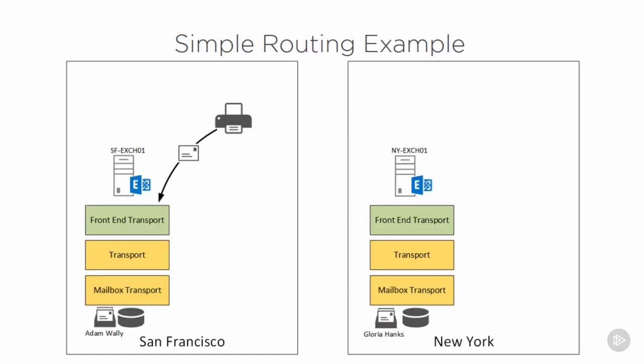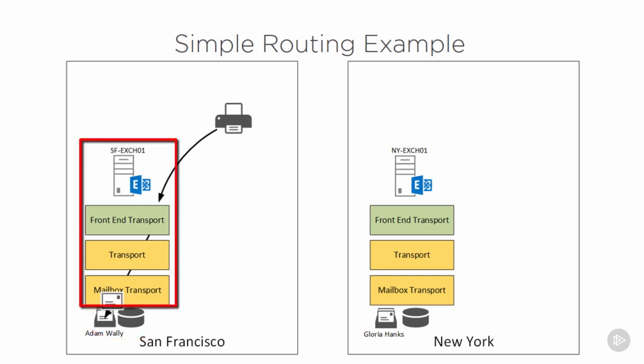Here's a simple example of routing. Let's say that a scan to email device on the network sends an email message. It's received by the front-end transport service first. Front-end transport has to make a decision quickly about where to route that connection based on the recipient of the message. If it's a single recipient in the same site, front-end transport will route the connection to the transport service, which will route it to the mailbox transport service, which connects to the database to deliver the message.